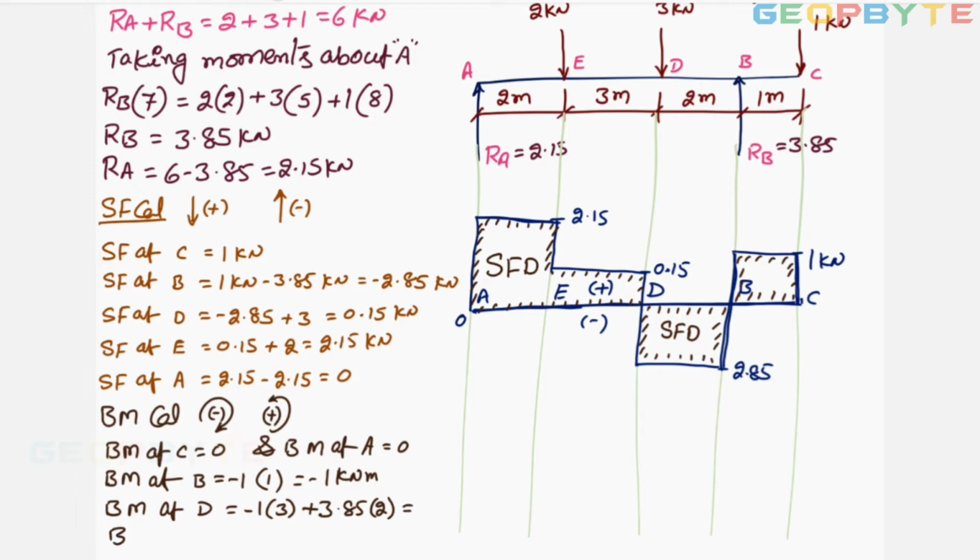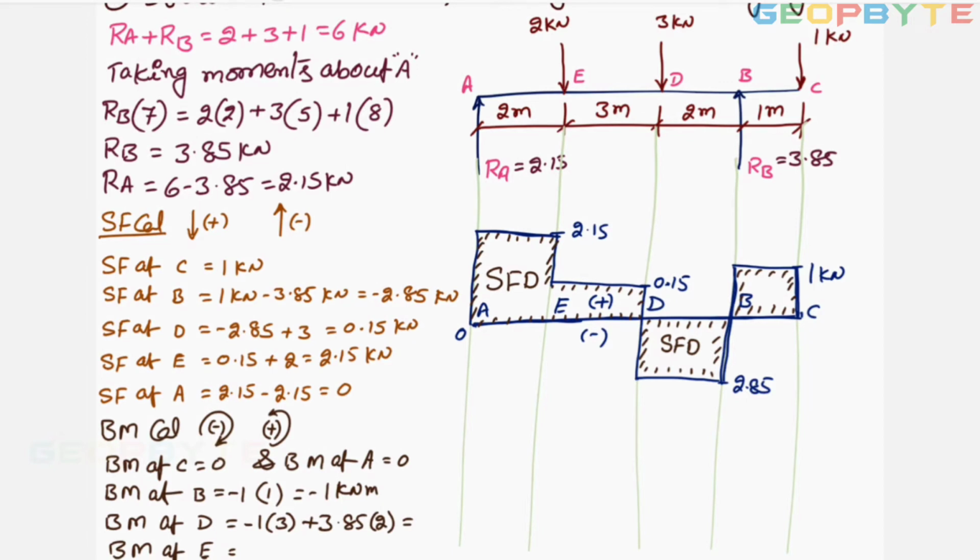Now BM at E. BM at E equal to, count how many loads are there. How many loads are there before E? 1 kilonewton, 3 kilonewtons are actions, RB is the reaction. Moment due to 1 kilonewton, minus 1 into distance up to E, that is 6, plus moment due to reaction, 3.85 into distance up to E, 5.